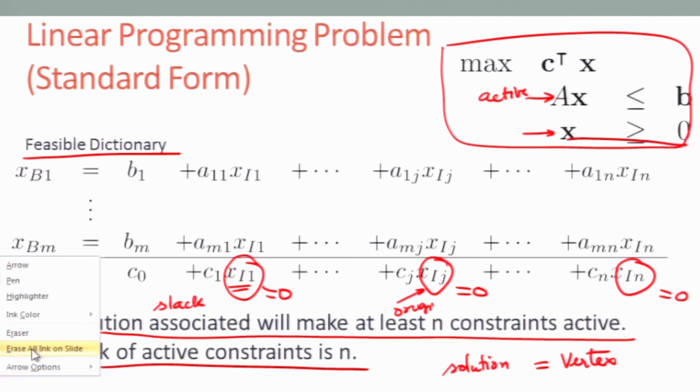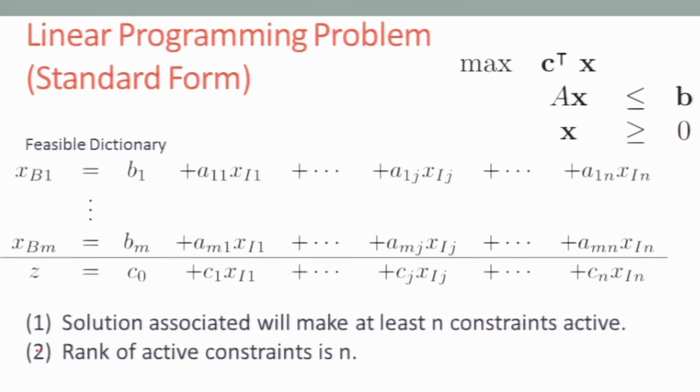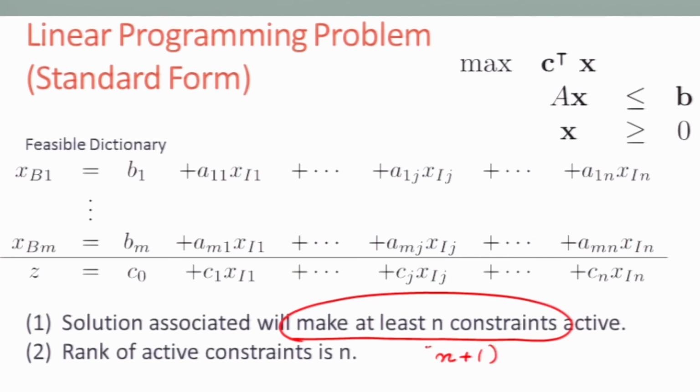Okay, so one last question before we move on. So we said the solution associated with the dictionary will make at least n constraints active. Can you think of a situation where the solution can make n plus 1 constraints active? Okay, so if your intuition says that this happens if one of these variables bi is 0, then you're absolutely correct. So the situation where more than n constraints become active is a situation where the dictionary is degenerate. So you need a situation where the dictionary is degenerate to activate more than n constraints.